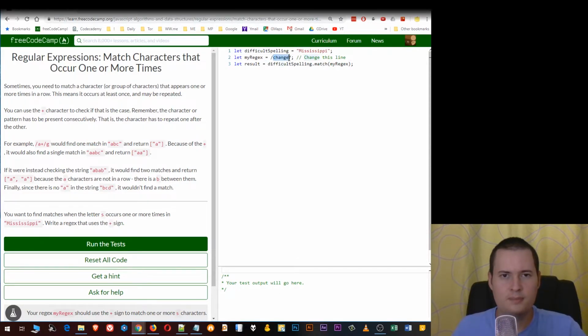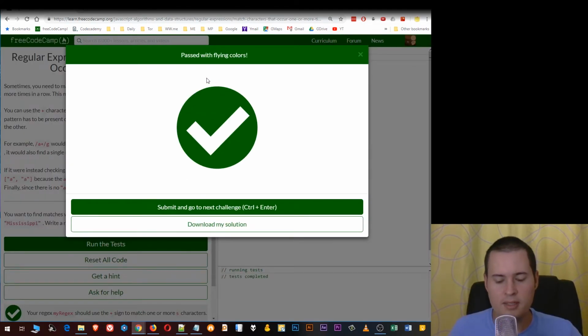We're just going to delete the change, put S plus to find all the S's over here, and then I put the G flag. So let's run the test, and we passed with flying colors.